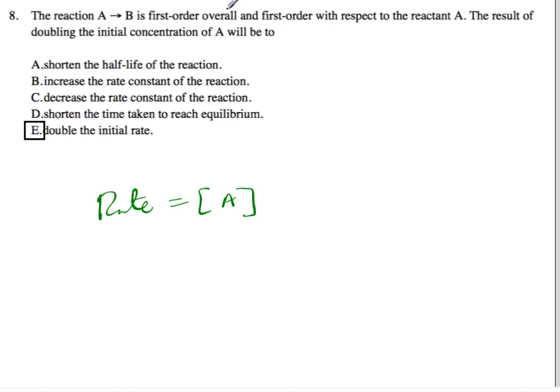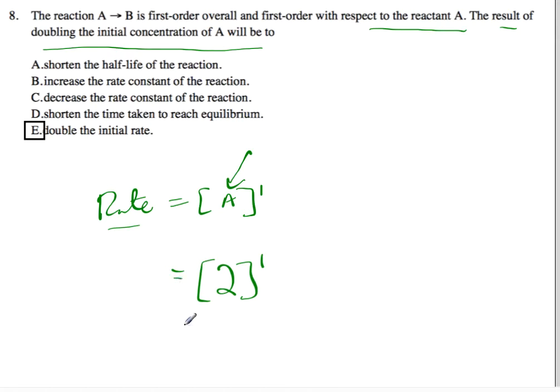Next one, 8. Reaction is first order overall and first order with respect to reactant A. So when I go to write out the rate law, I know rate is going to be equal to k[A], basically the first order. It says, what is the result of doubling the initial concentration? Well, all I have to do is pop whatever they tell me into the brackets and use the exponent. 2 to the first power, or the first order, is going to be 2. So that means my initial rate would be double.